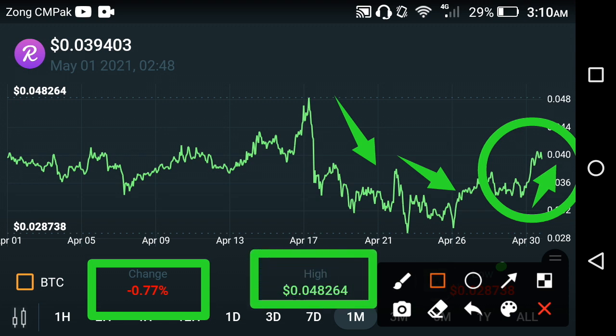Same like that, if we look at the highest price of Refinance coin in the last 1 month, the highest price is about 0.048264 USD, friends. So I think there are 70% chances today it takes a jump and 30% chances today it falls down, friends.